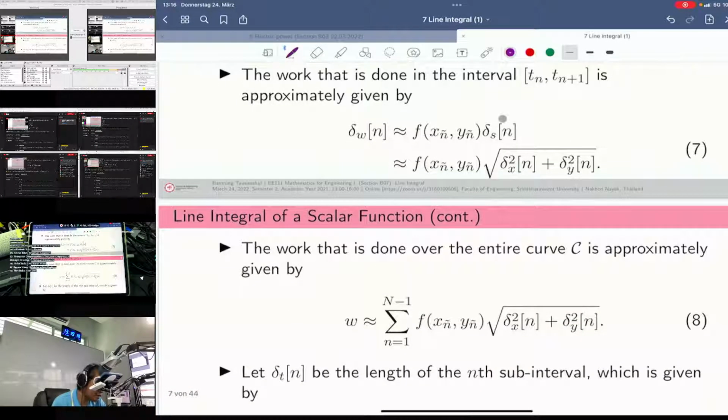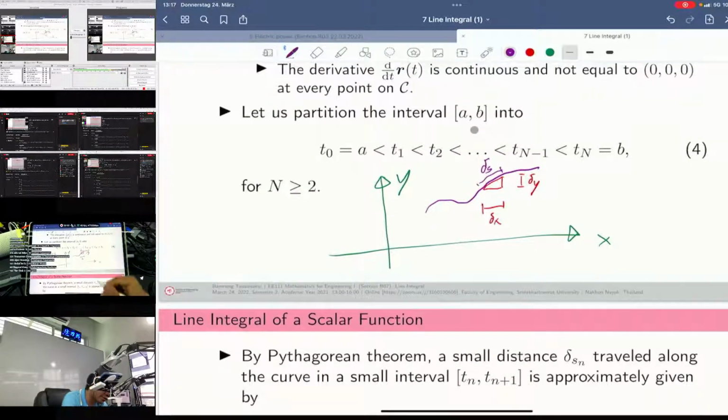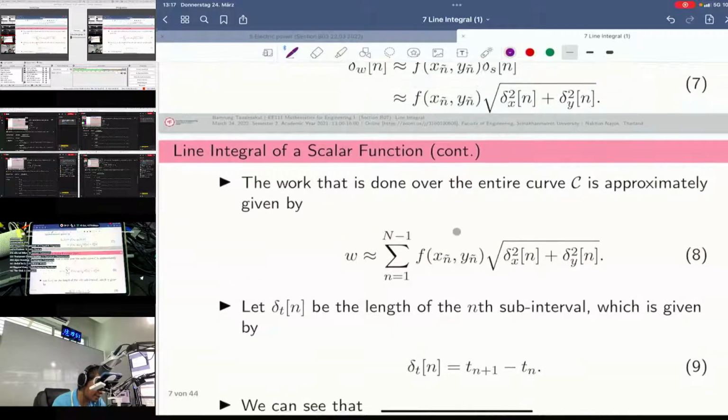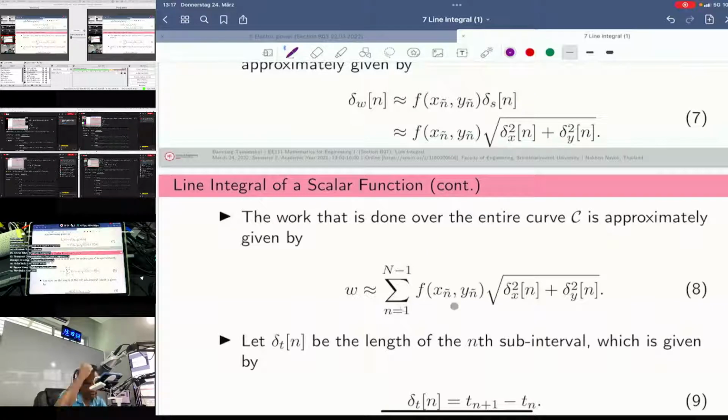Once we combine everything, making a sum of all components, let's say we divide this curve into n portions, and we combine all of these. We will get the work as a summation of the force and the distance.